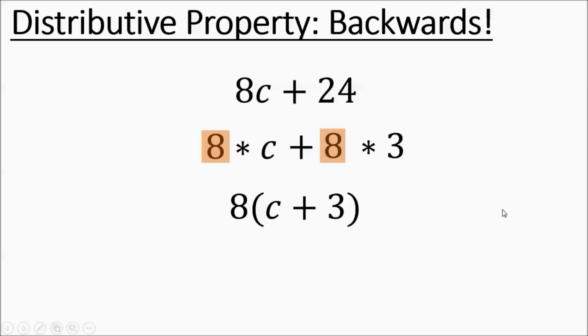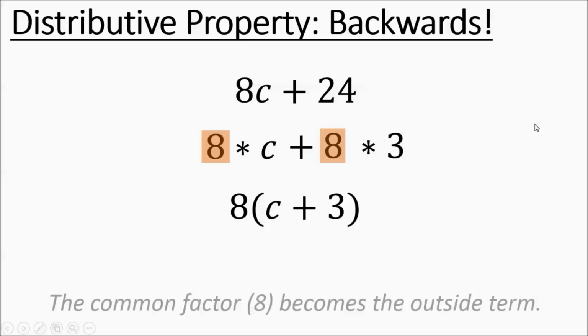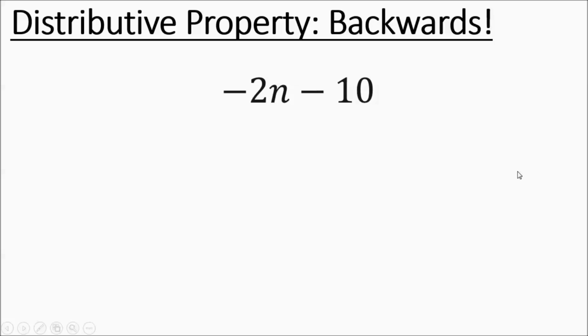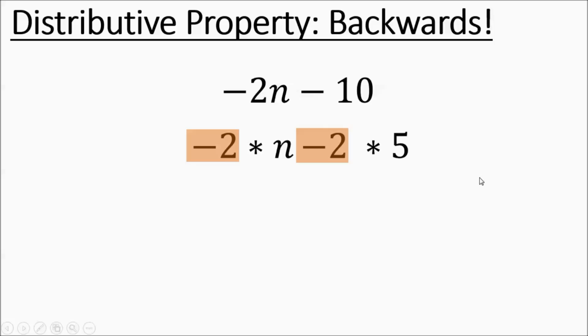This one's a little more tricky, but if you worked this out, 8 times c would give you the 8c, 8 times 3 would give you the 24. So in this case, the common factor became the outside term. Let's try another one of these. You want to see if 2 fits into 10 in any way. So you have the negative 2 times n, and you could think of this as 2 times 5. They both have a common factor of negative 2, so you can pull that out front, and it leaves the n and 5 left over.